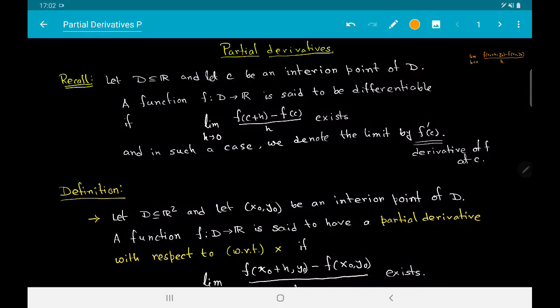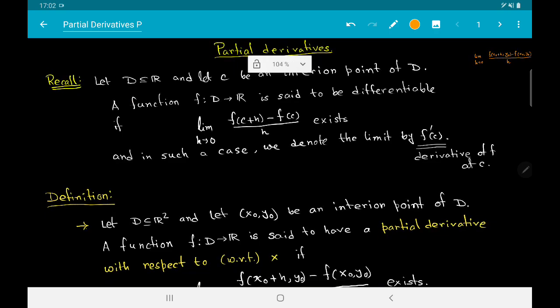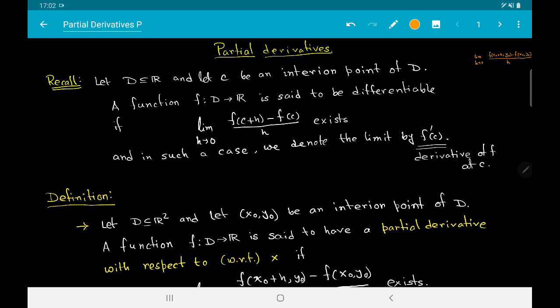You have been introduced to the notions of sequences, limits and continuity of a multivariable function, in particular a function from R2 to R. Now, as you have done in your calculus 1, you may be assuming that what we are going to do next is define the notion of differentiability of a multivariable real valued function.